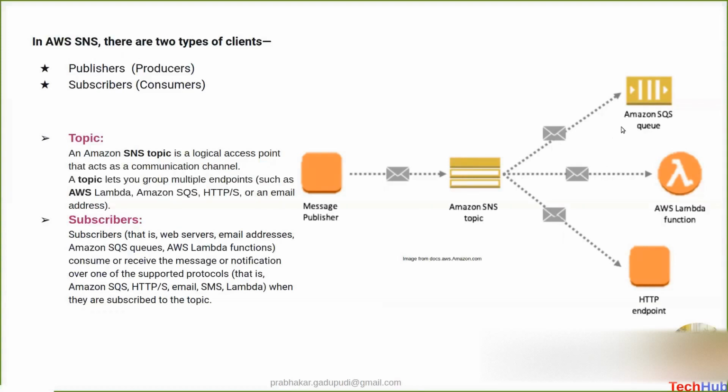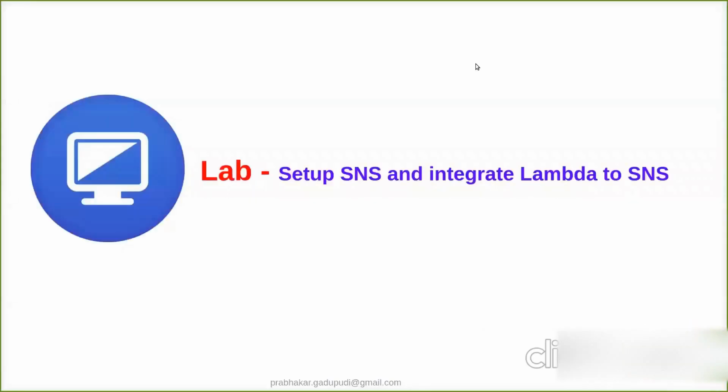The subscriber could be anything, like an Amazon SQS queue, a Lambda function, an HTTP endpoint, an EC2 instance or a DB instance. They receive the notifications over one of the supported protocols, which could be SQS, HTTP, email, SMS or Lambda function. Now let's go ahead and create a Simple Notification Service and integrate a Lambda function with it, so that whenever you publish a message on Simple Notification Service, this Lambda function will be triggered automatically.